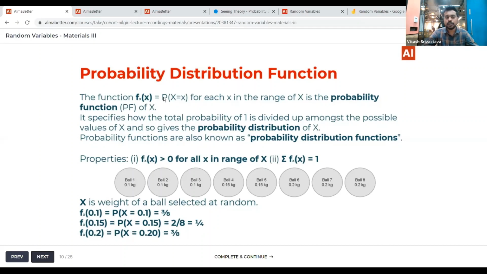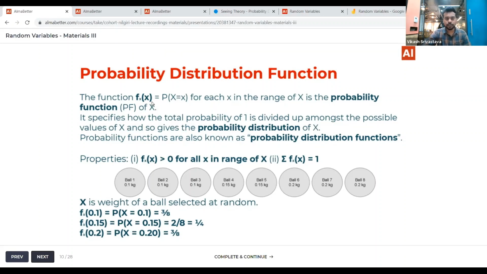So this is equal to P of capital X is equal to small x, for each small x in the range of capital X. This is how we define the probability function for this random variable capital X. This is the notation that we'll try to stick to. Remember, earlier we were writing only P of capital X is equal to 0.1. That can be written in this notation as well, which is small f, small x, and then in brackets you have capital X.